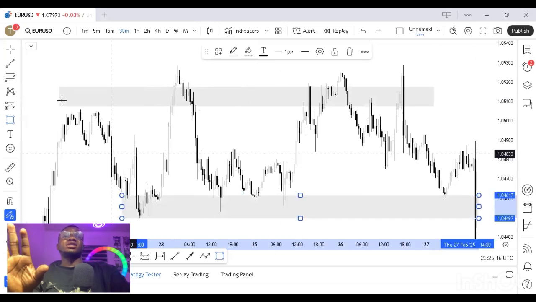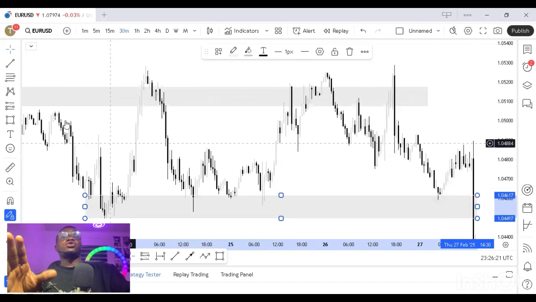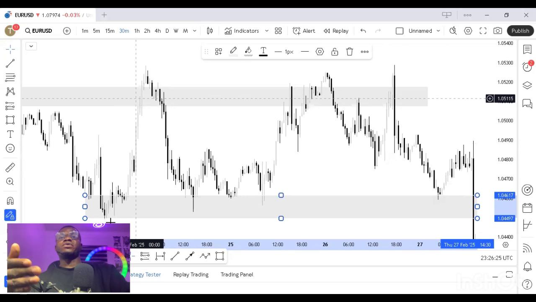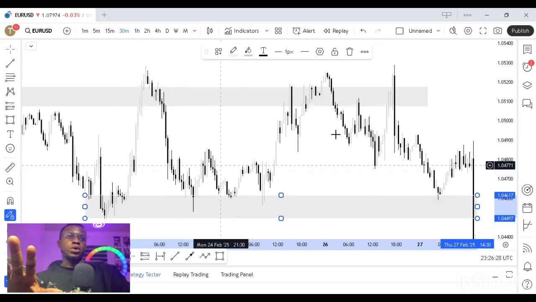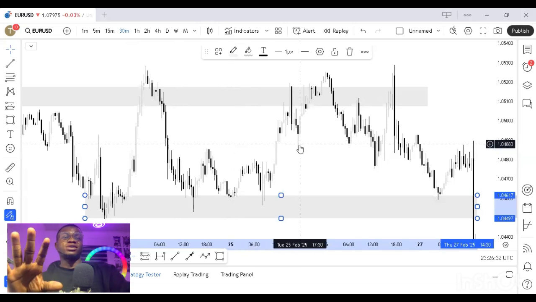So you can see you can't get a clear structure from here. If you try to get a clear structure from here, you will easily be stopped out. Price will go back up, come down, go back up first. This is a no-go. We don't trade this, we stay away from it. I won't advise you to trade it.